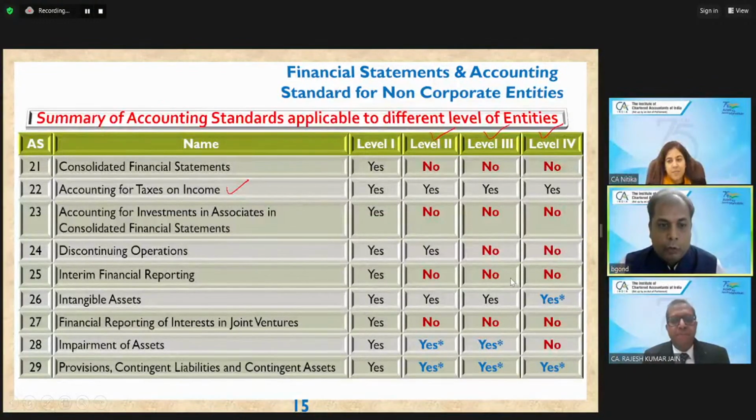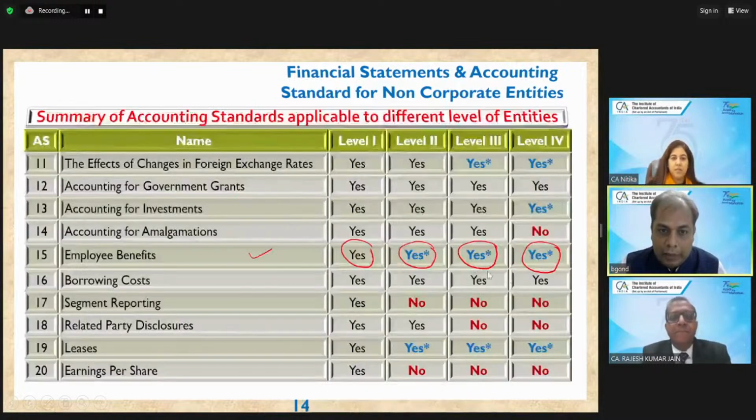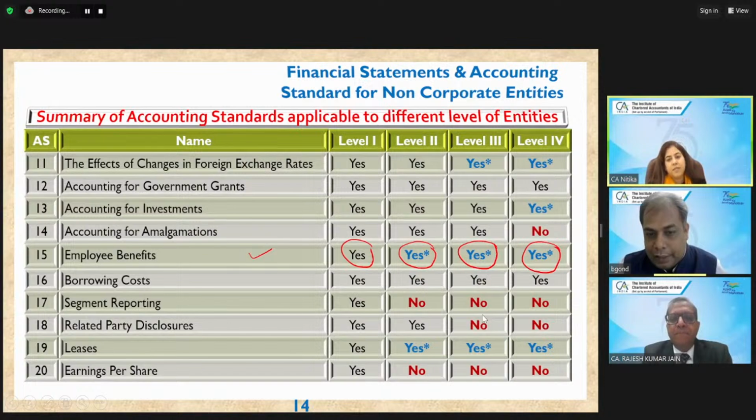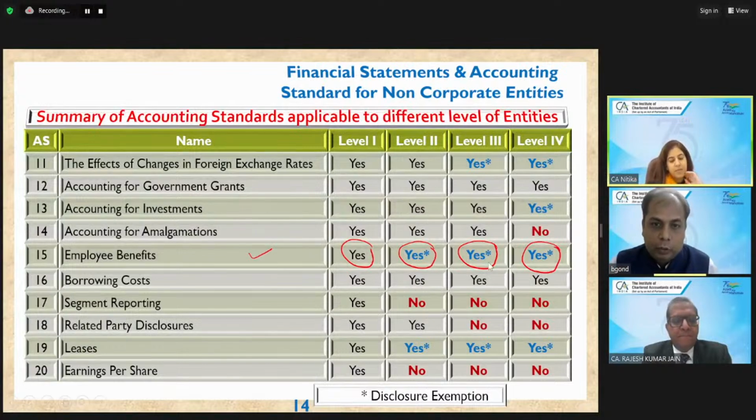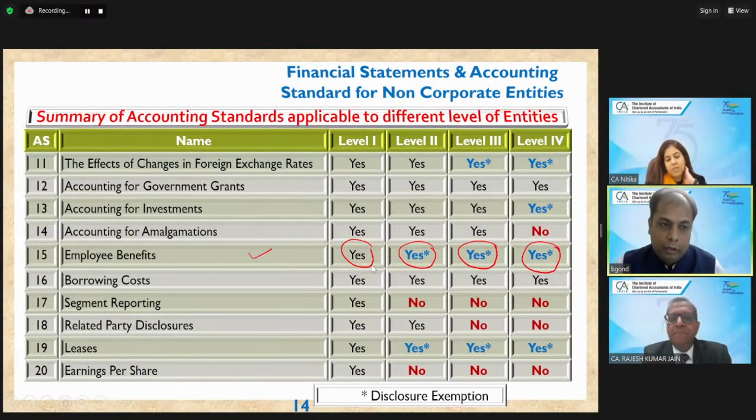Yes, ma'am. But for AS 15, there are certain disclosure exemptions available. That is why I marked it as yes, and there is a star. You are exempted from giving some disclosures in the notes to accounts. That is for level 2, 3 and 4. But for level 1, employee benefits would apply fully, 100%, with all disclosures and necessities.